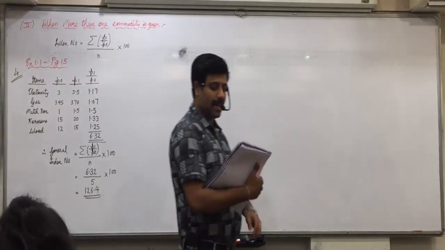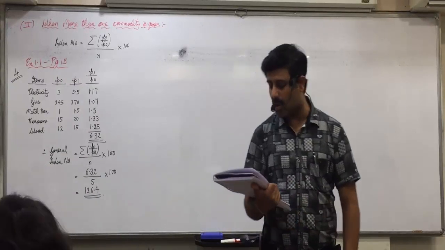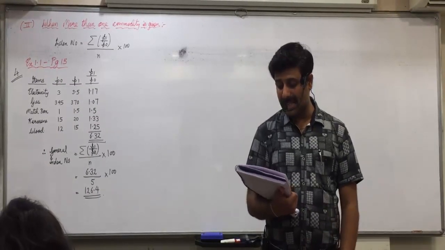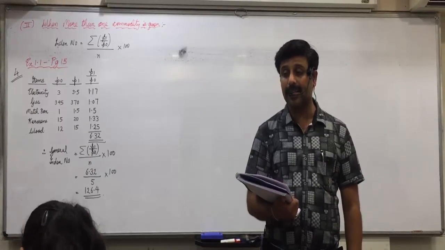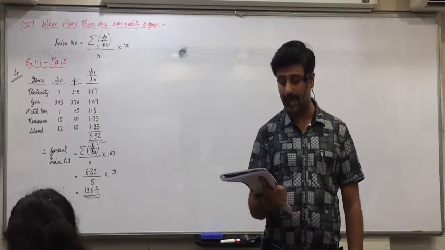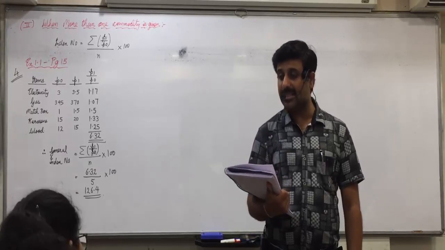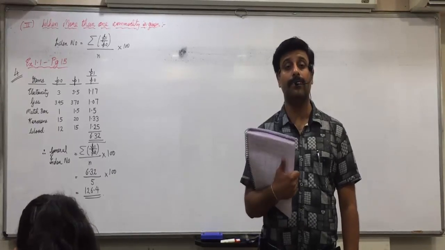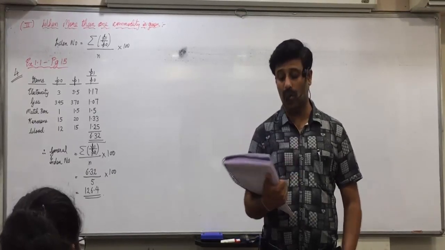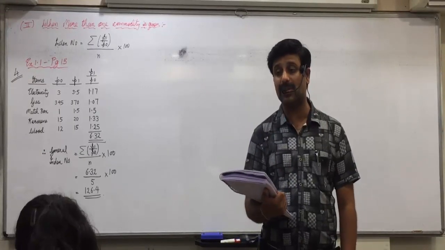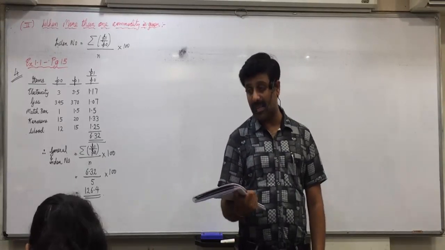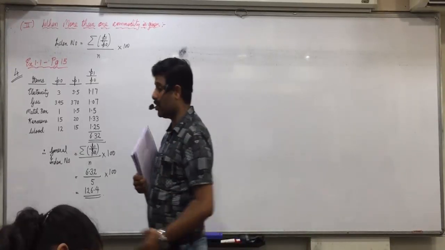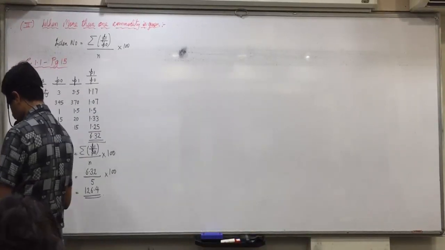Find the general index number using the following data about prices of different items in the year 2012 by taking the base year as 2010. So items are given A, B, C, D, E. Units, no relevance. Price of year 2010, marked as P0. Price of year 2012, P1. Solve it on your own, it is exactly similar.